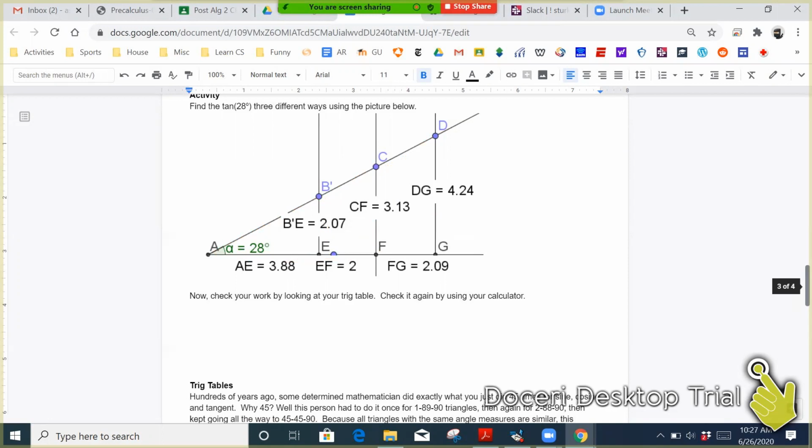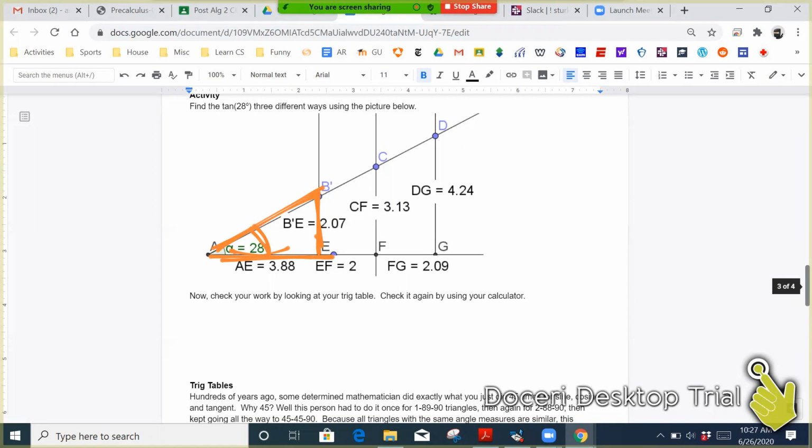So if you know that the ratio of the opposite leg to the adjacent leg in a 28 degree, 62 degree, 90 degree triangle is always about 0.53, then if you knew the opposite leg, you can use that ratio to find the adjacent leg. Or maybe you know the opposite leg and the adjacent leg, and you know the ratio is 0.53, and that'll help you figure out that this angle here is 28 degrees.